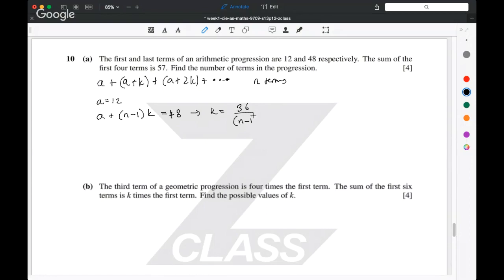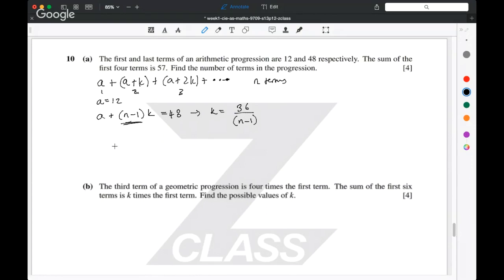over n minus 1. Remember, there has to be a minus 1 here. This is very important because this is the first term, and this is the second one. The first term has no copies of k, the second one has 1 copy of k, the third one has 2 copies of k, so it's always minus 1 of what term you're on. So it's a plus n minus 1 copies of k is the nth term.